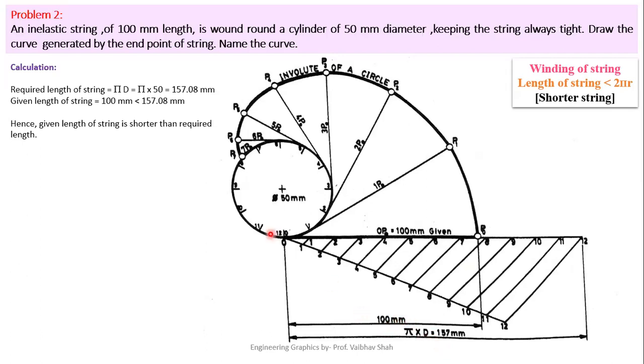Always remember, here we have divided the circumference of the circle into 12 equal parts. That means we must select a length which is exactly equal to the circumference of the circle. So here the length is 157.08 mm or 157 mm. We must select the pi d length and divide it into 12 equal parts. So we have selected the length starting from 0 until the 12 point, and we have divided this portion into 12 equal parts.